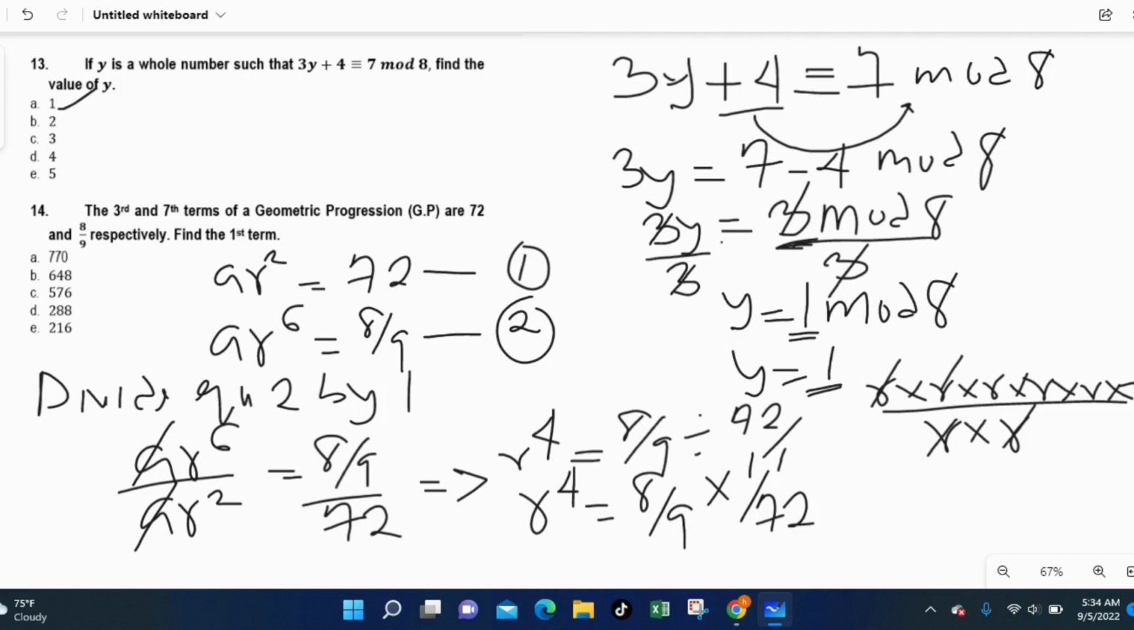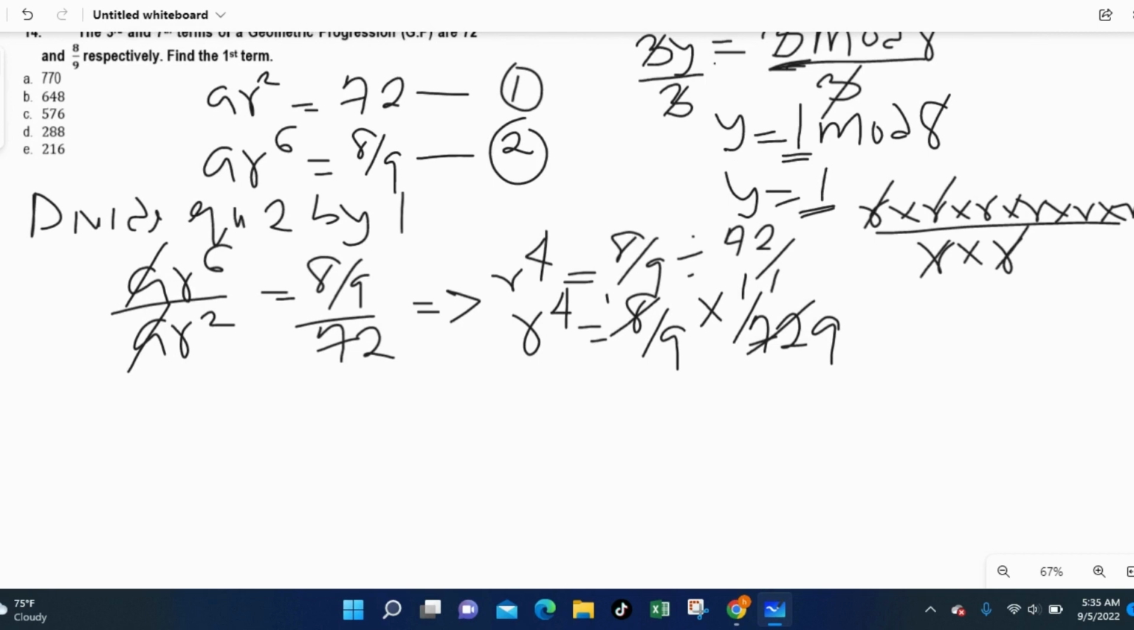72. Now if we simplify that further, what we are going to have is 8 here and 8 here. 72 divided by 8 will give us 9. So our result is going to be R raised to power 4 will be equal to 1 over 9 times 9, which is 1. Good. Now, having gotten this, all we need to do is to simplify to look for a value for R.